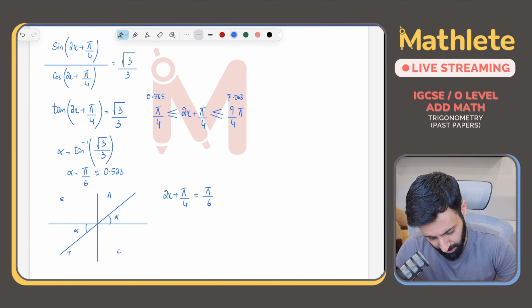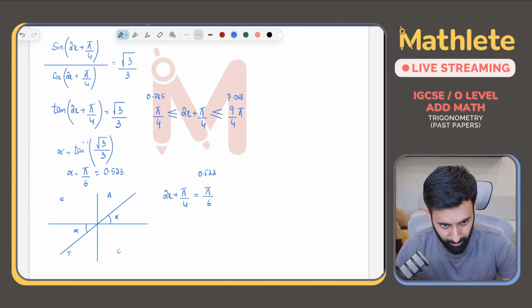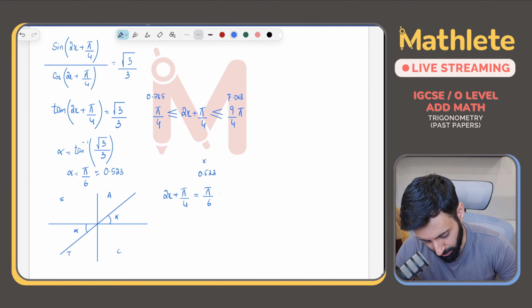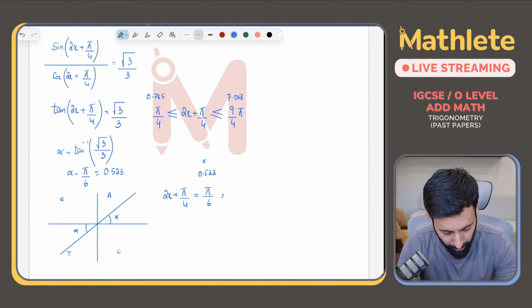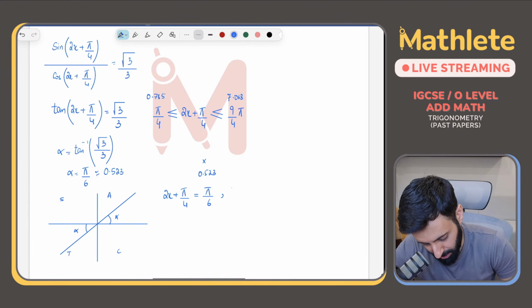Now pi upon 6, should we consider it? Yes or no? No. But we're going to hold on to it. We're not going to let go of it, because we need it for some other purpose. Then we have pi plus alpha, which means pi plus pi upon 6. So pi plus pi upon 6 is equal to 7 upon 6 pi.